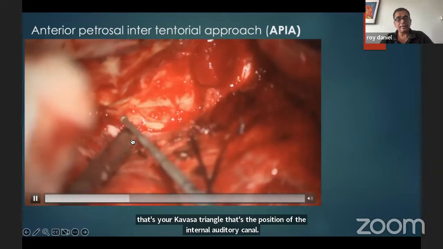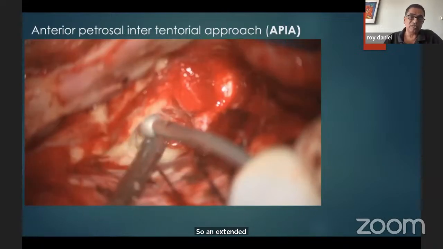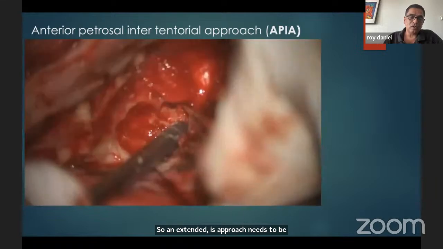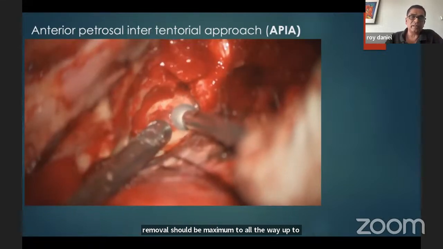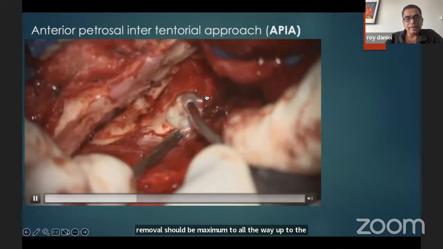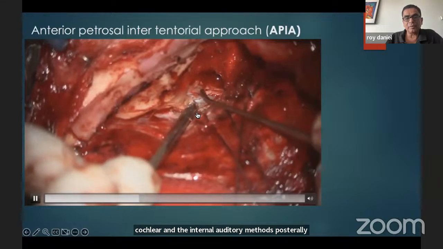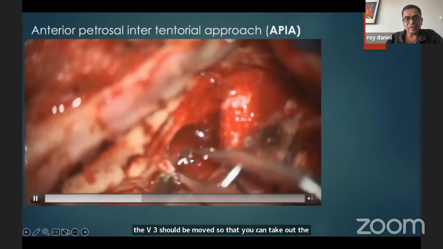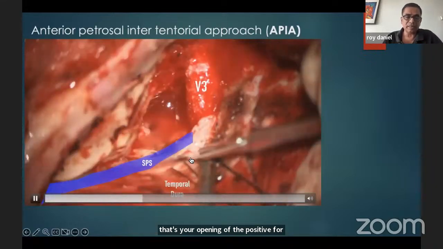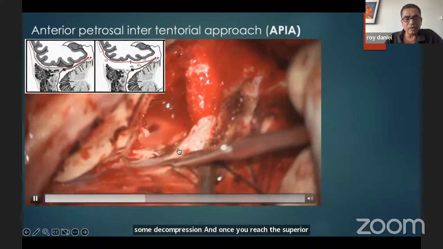So an extended Kawase's approach needs to be done. The bone removal should be maximum, all the way up to the cochlea and the internal auditory meatus. Posteriorly, the V3 should be moved so that you can take out the entire apical petrous. That's your opening of the posterior fossa dura that allows some decompression. And once you reach the superior petrosal sinus, then we do that cut.